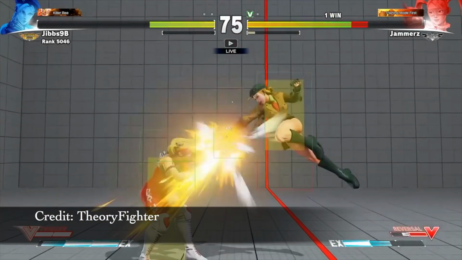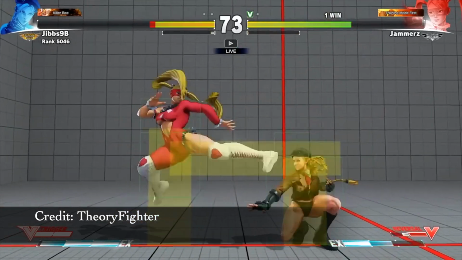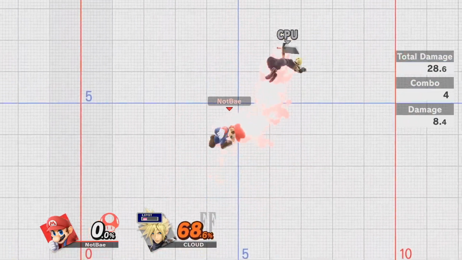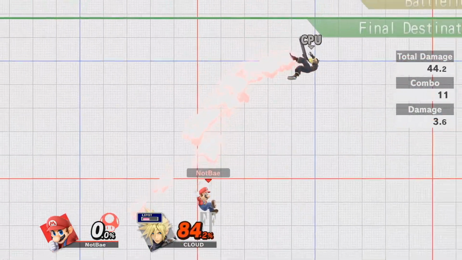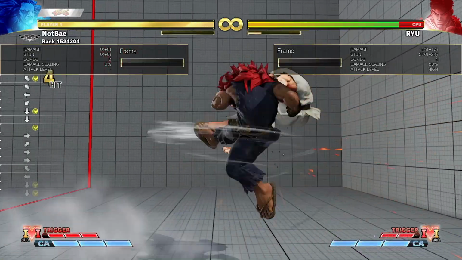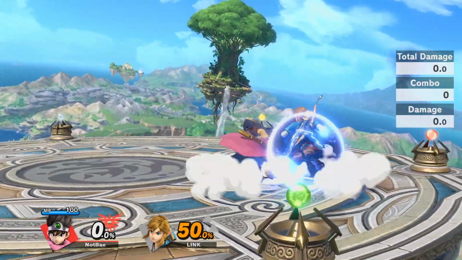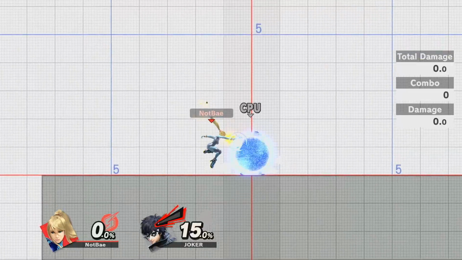Frame data, a very important topic and language of fighting games. It is the basis behind intricacies of combos, neutral, and is a huge component in determining overall strength of characters. We use frame data to explain why this combo is true, but this isn't, or why Hero's dash attack isn't safe on shield, while Zero Suit Samus's neutral air is.